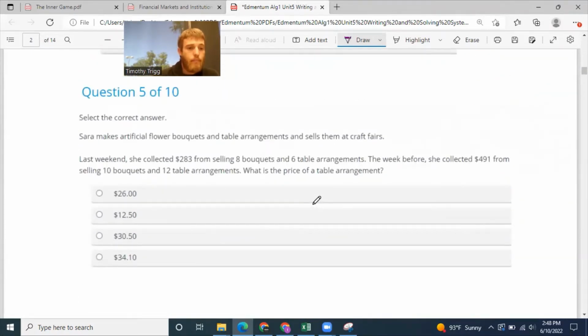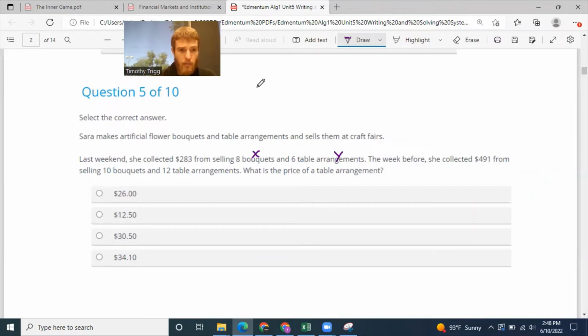Next question. Sarah makes artificial flower bouquets and table arrangements and sells them at craft fairs. Last weekend, she collected $283 from selling 8 bouquets and 6 table arrangements. All right, so the bouquets, I'm going to call them X. The table arrangements, I'm going to call them Y.